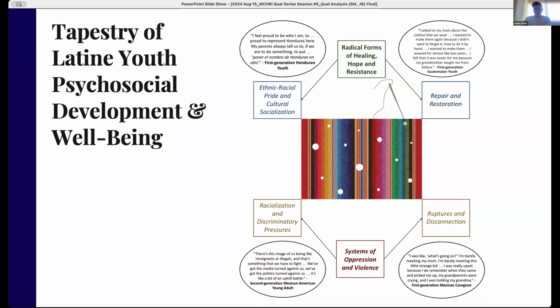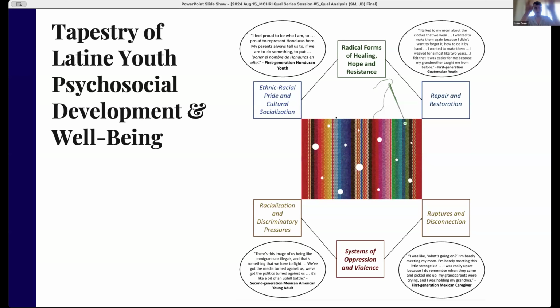I'm actually going to read that quote because I do think it's fairly powerful, and then I'll delve into more of this theoretical model. The quote is, "I talked to my mom about the clothes that we wear. I wanted to make them again because I didn't want to forget how to do it by hand. I wanted to make them. I weaved for almost like 2 years. I felt that it was easier for me because my grandmother taught me from before." So again, it emphasizes this connection to family and this broader connection to culture, which we see as a really restorative process for youth.